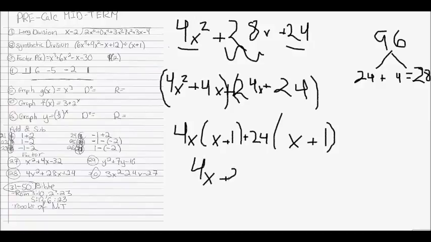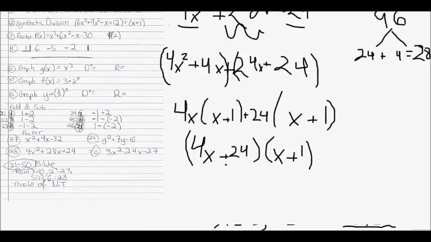Now we have to rewrite this. So now we're left with 4x plus 24. And then since the two binomials are identical, we just write it down once. We can factor out a 4 from there, or we can just leave it and I'll show you something interesting.